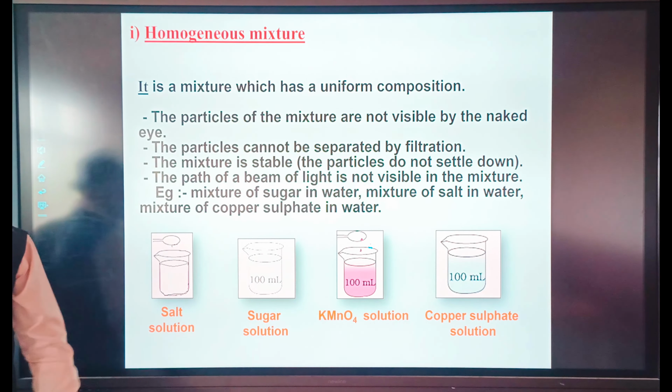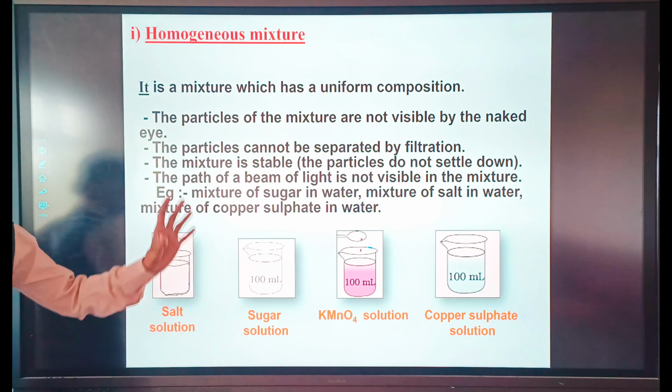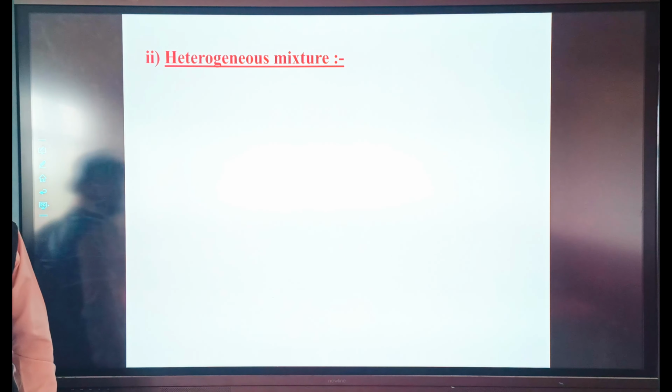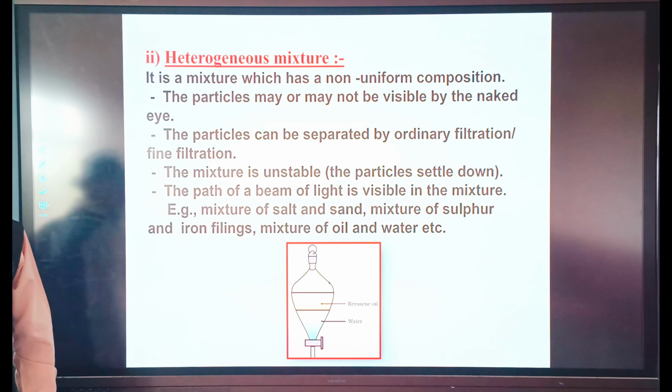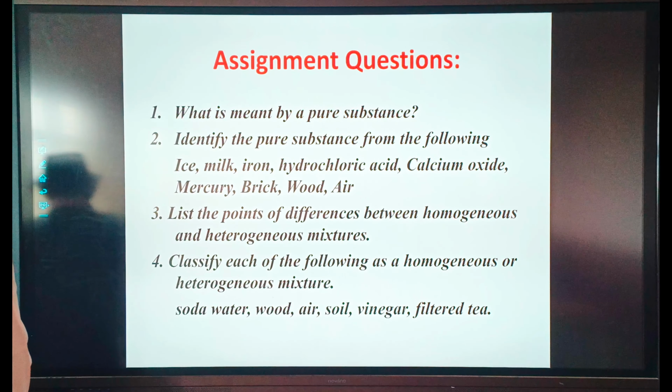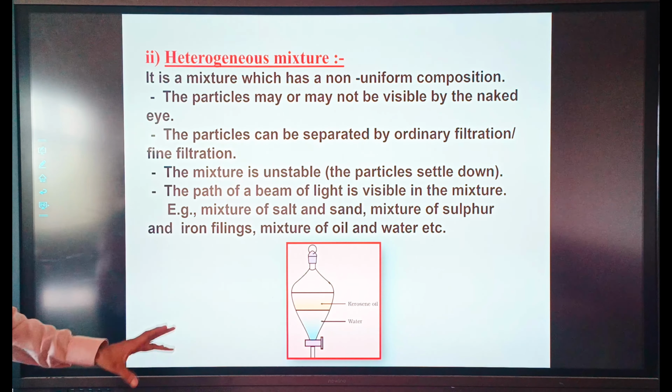For example, इनका कैसा है? Uniform composition है, so they are known as the homogeneous mixture. Then next talking about the heterogeneous mixture. Let's see the heterogeneous mixture.